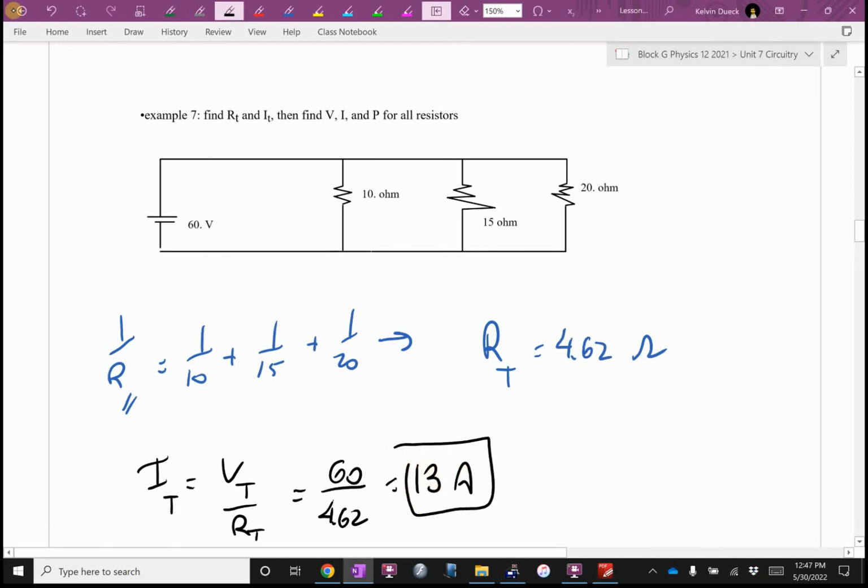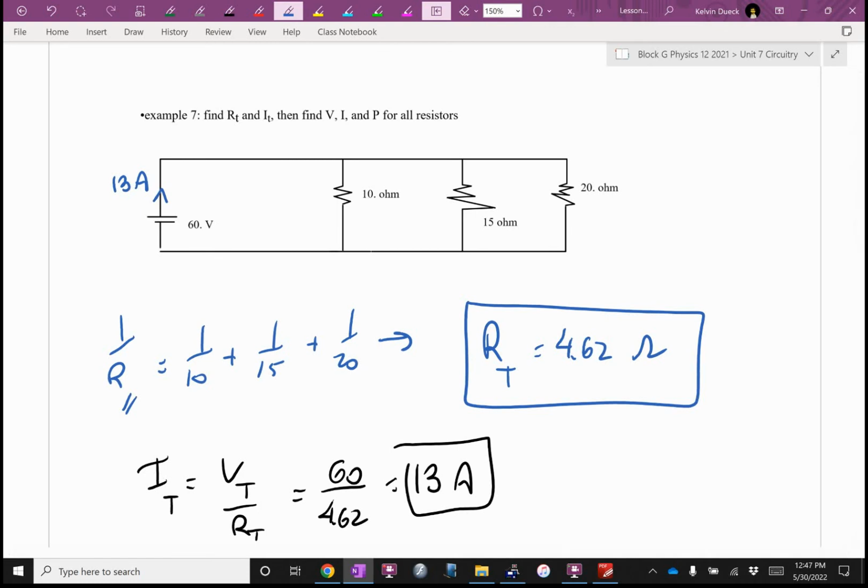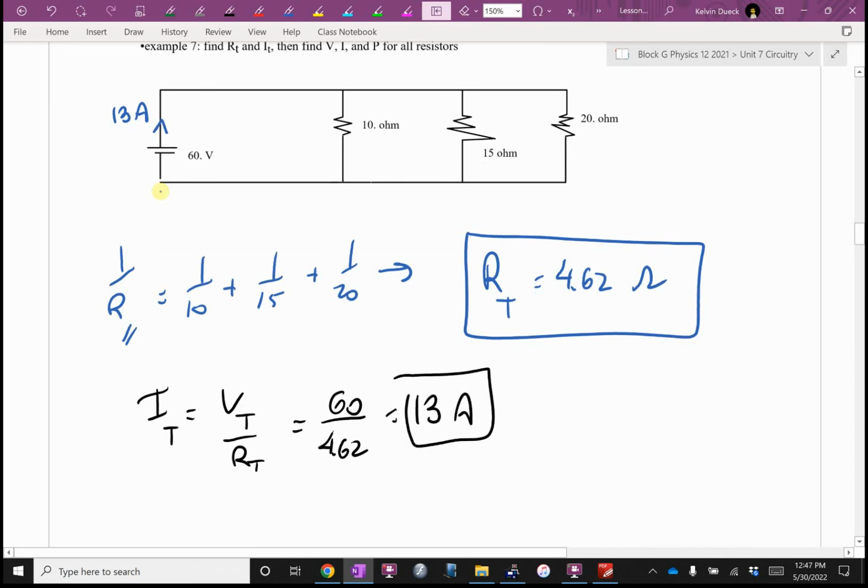I would probably put boxes around these to help the marker, also because I know I'm going to be using these. And right away, as soon as I know the total current leaving the battery, I would label it. Now it wants me to find V and I and P for all resistors. Okay. I think now I would use Kirchhoff's laws. So I would label downhill.